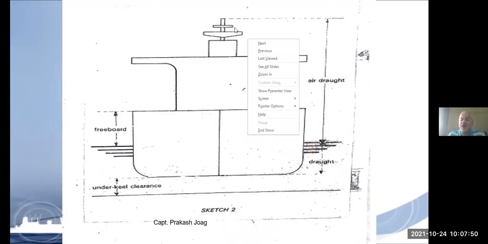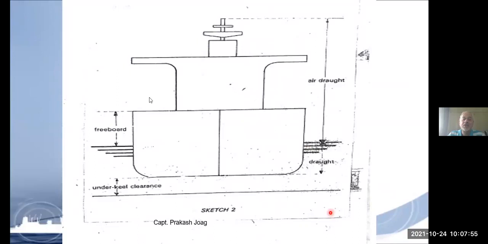Okay, so give me 1 minute. Let me pull this strip down, so I also will be able to see what you are seeing.